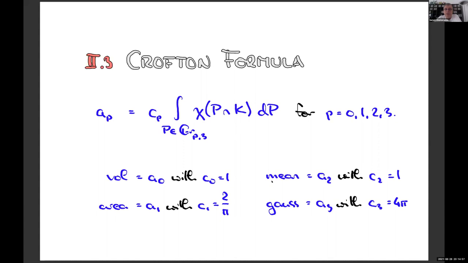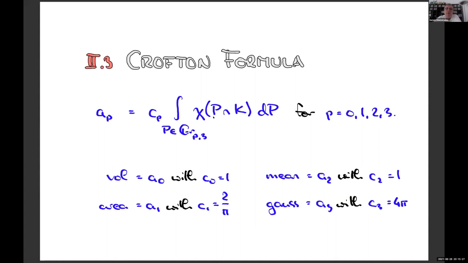Maybe the mean curvature. So the mean curvature for the unit ball is the surface of the sphere, which is 4 pi. The mean curvature at that point is the average of the 2 principal curvatures, which in this case is 1 plus 1 divided by 2. So it's 1 integrated over the area is 4 pi. Okay, so we would like to have 4 pi as the answer.